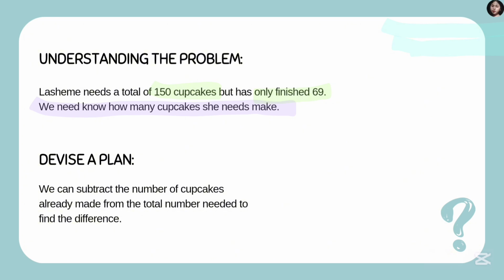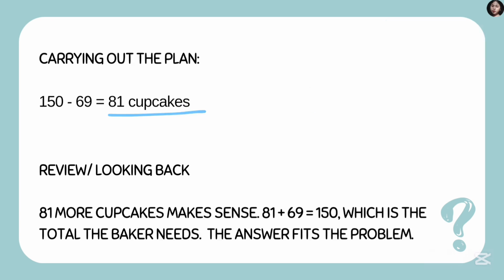We can subtract the number of cupcakes already made from the total number needed to find the difference. Third step is to carrying out the plan. So susundin na natin yung pinlano natin kanina, which is subtraction. 150 minus 69, kasi 69 yung nagawa na ni Lashimi, equals 81 more cupcakes. 81 pa daw yung gagawin ni Lashimi para makompleto yung 150 cupcakes na kailangan niya.